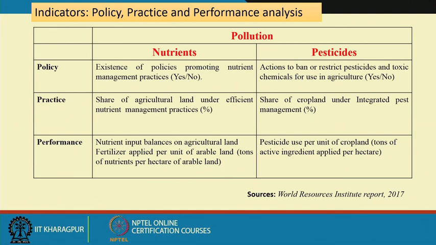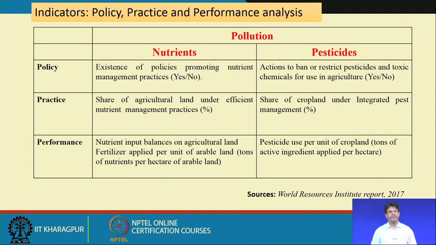So, if there is a policy promoting nutrient management, and the practice, then you can have the share of agricultural land under efficient nutrient management practices, as a percentage. Then we evaluate the performance. Performance means the nutrient input balance on agricultural land, and fertilizer applied per unit of arable land. Input balance means how much fertilizer, nitrogen or phosphorus, how much nutrients are applied to the crops.